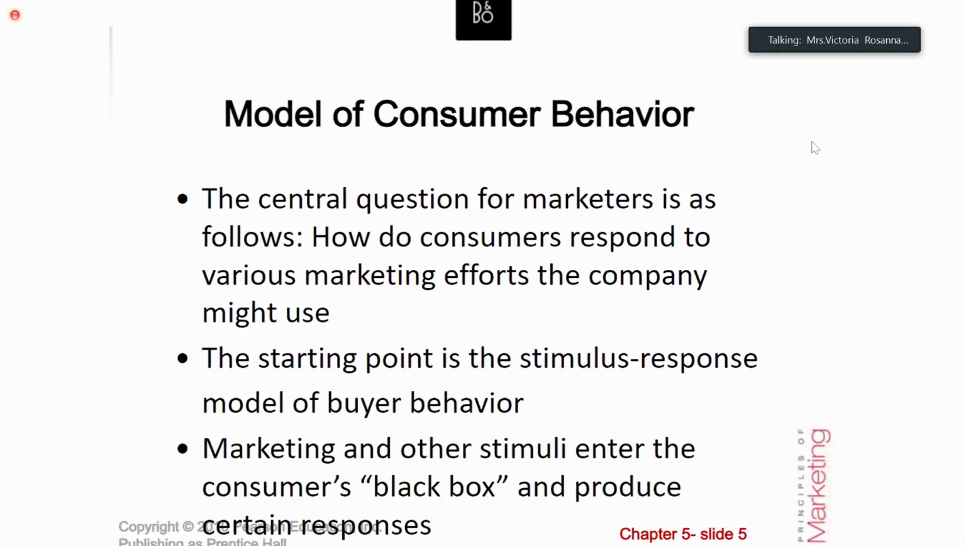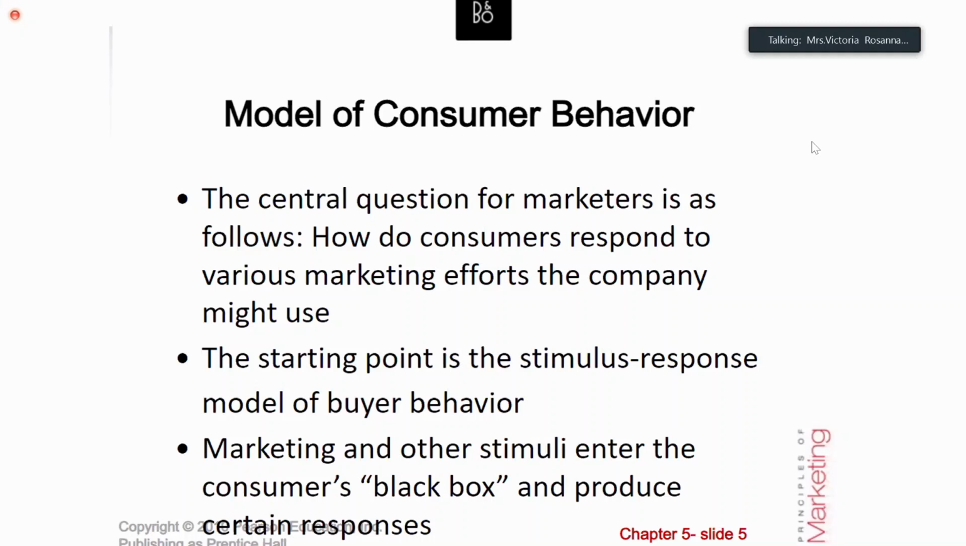So here, the very crucial or main question for marketers is: how do consumers respond to the various marketing efforts the company might use? Now, our problem as marketers is to develop various marketing efforts. In the sense, we are developing various marketing plans. Okay, there are different plans. So how would the plans be developed? By considering the marketing mix, right?